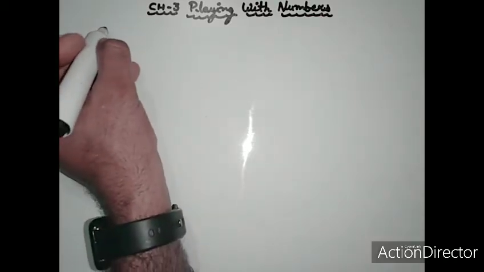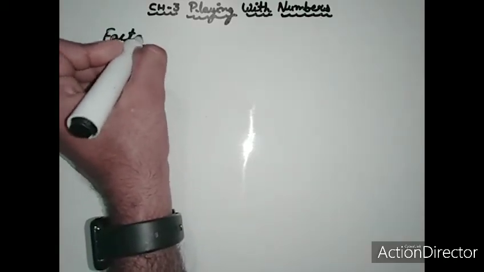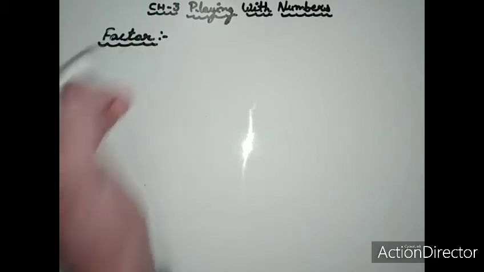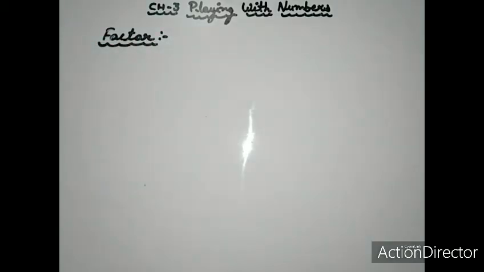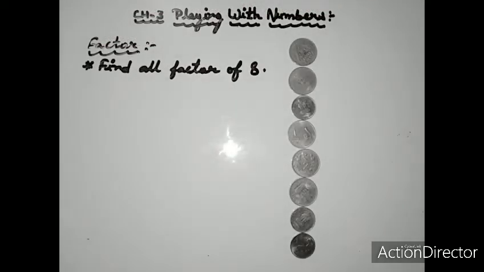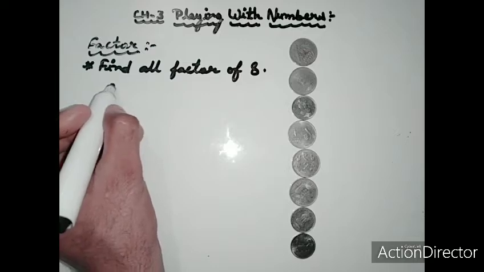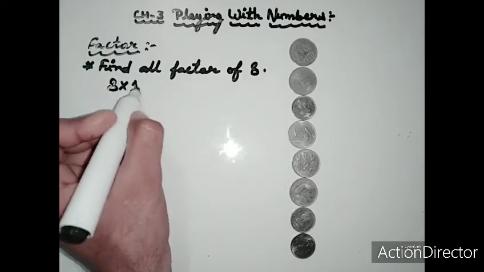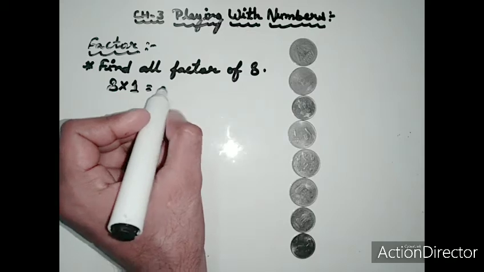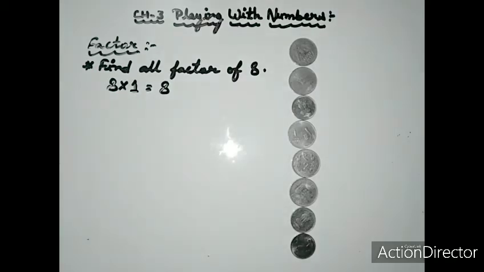So now first we understand what is a factor. We understand factor by using one activity. A factor is basically an arrangement of things in a different manner. Here we arrange all 8 coins in one column and 8 rows. So we write total number of rows 8 and one coin in each row. So 8 ones are 8.